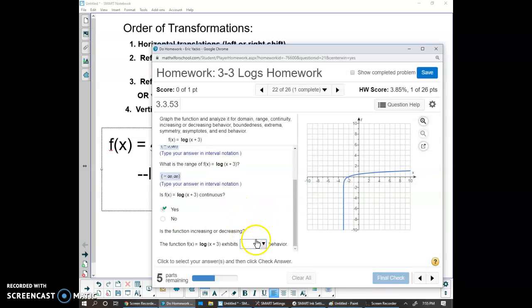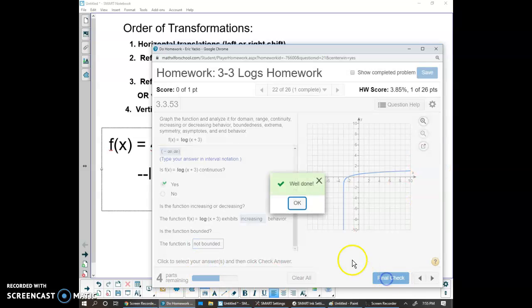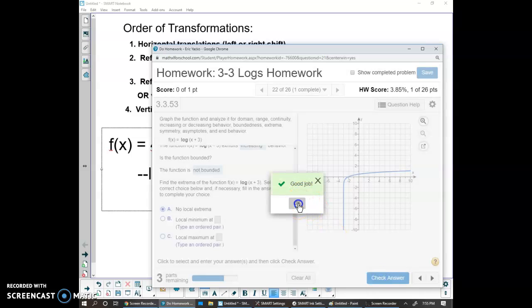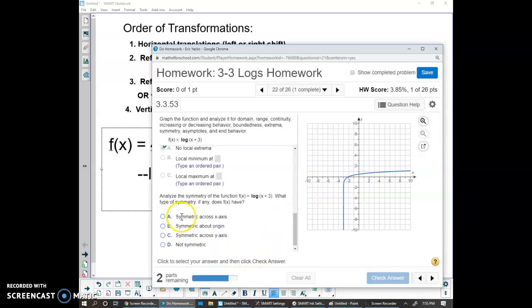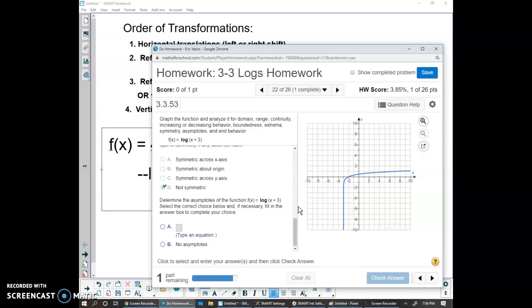All right, next, is it increasing or decreasing? It's going up, it's increasing. All right, is it bounded? It goes down to infinity, goes up to infinity, so that means it's not bounded. And is there extrema? There's no roller coaster peaks or valleys, so no local extrema. Is it symmetric? Nope, doesn't look like it's symmetric. Can't really draw a line through the origin either, so no symmetry. And that is it.